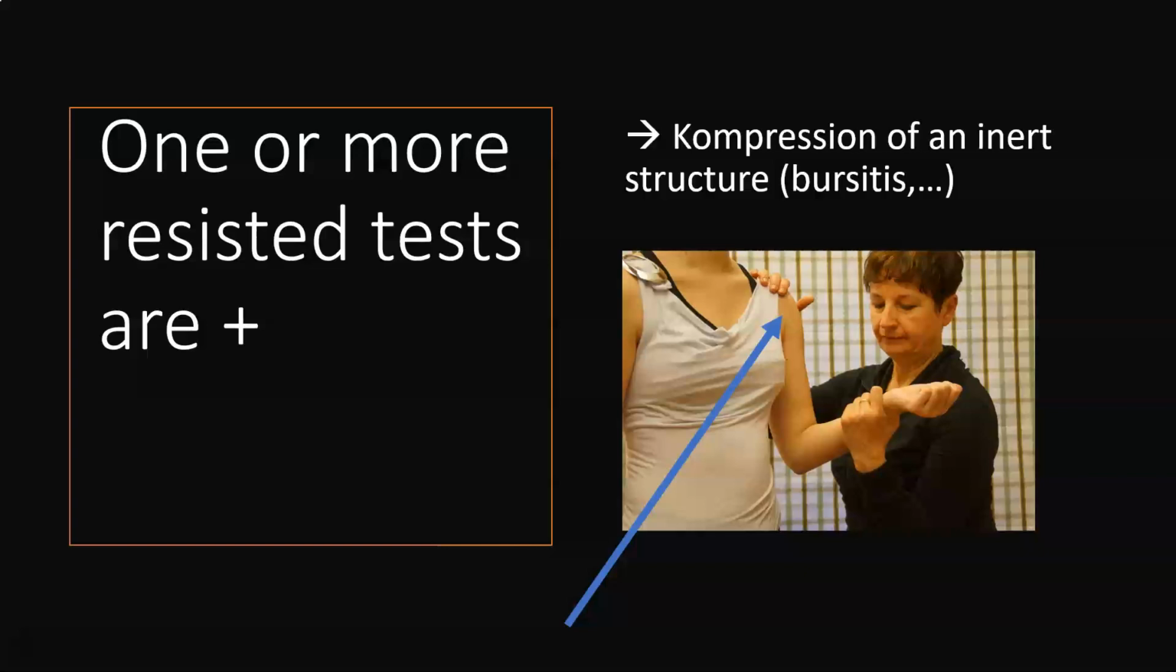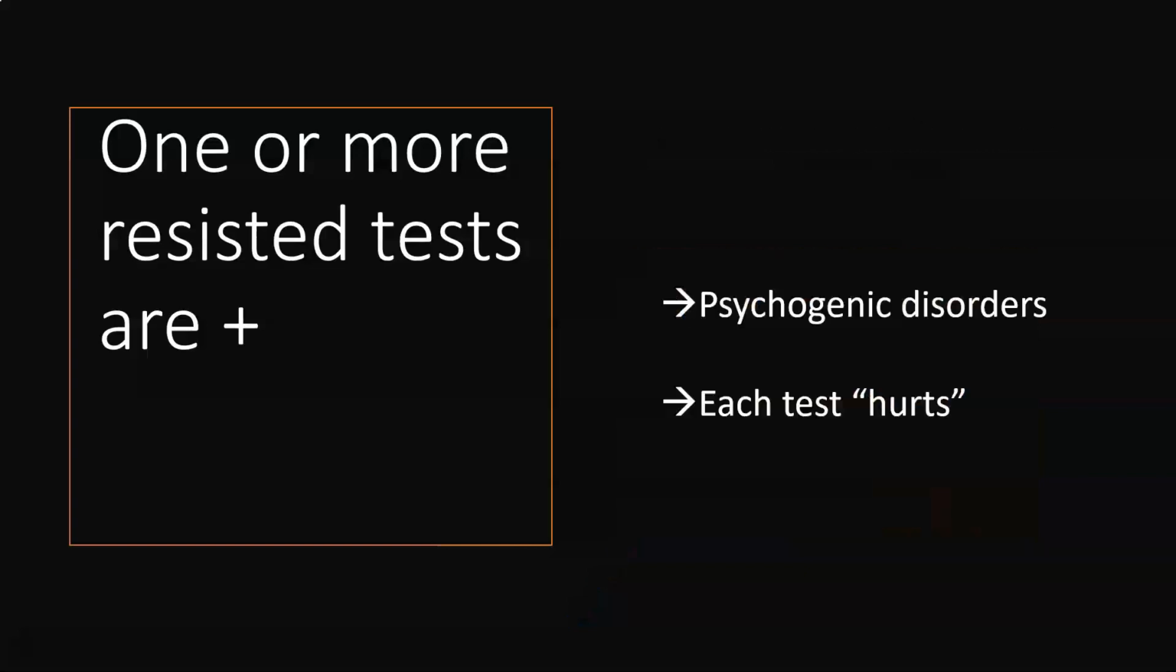That goes together with a possible compression of an inert structure. In other words, the subdeltoid bursa in the shoulder. And we're going to talk extensively about bursitis in the shoulder course. And we're going to see there that very often we also find that some resisted tests cause some compression on the bursa, resulting in some pain on the resisted test. So this is really very nice clinical reasoning.